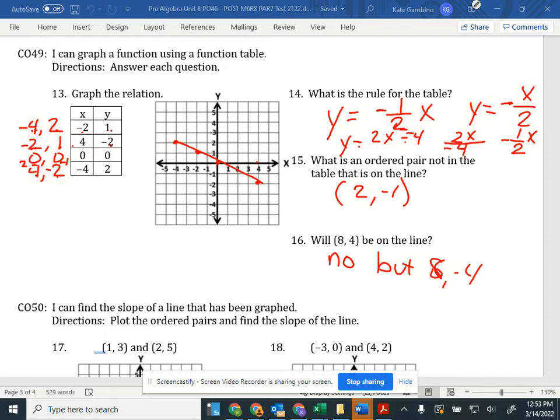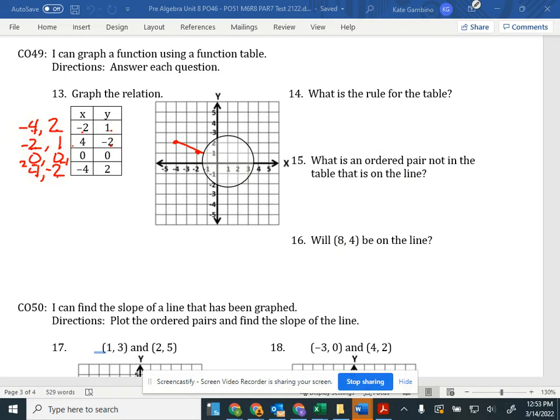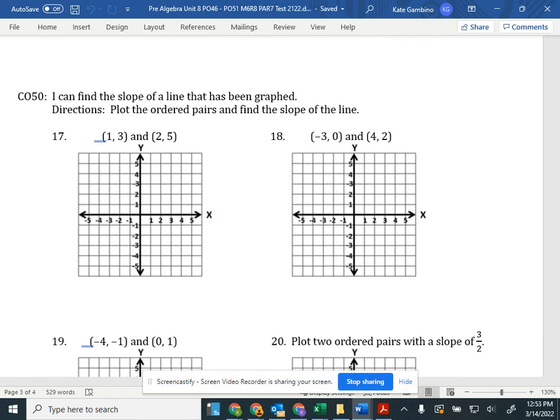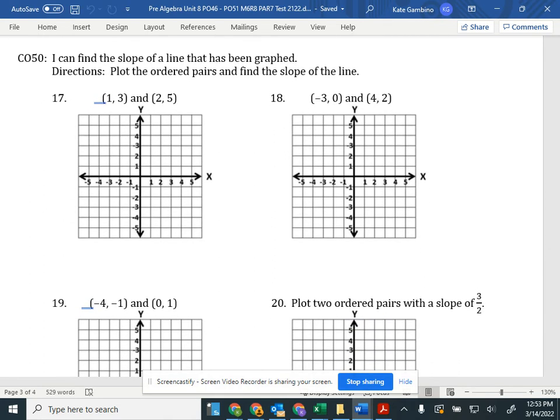So that means taking the retake will be a whole lot easier. Any other questions on this objective? All right. It's always good to figure out where your mistake happened. So when we go back to do the practice work and the retake, we get it done nice and easy and we understand it. I can find the slope of a line that has been graphed, plot the ordered pairs, and find the slope of the line.